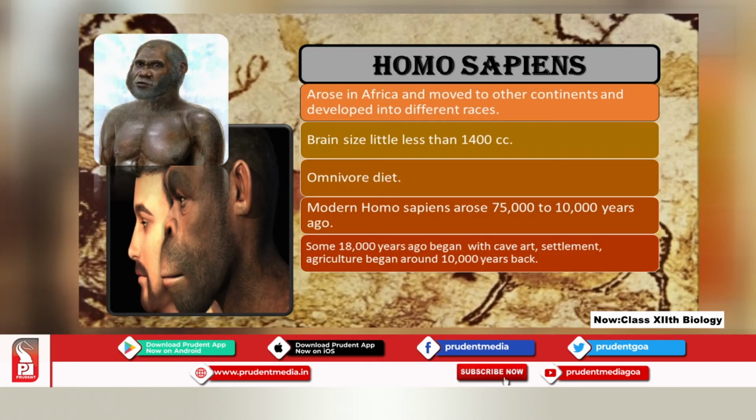And last came the Homo sapiens. That's the only human being, genus and species present today on the planet. Of course, they arose in Africa, then moved to different continents, and then they formed different races like the Caucasoid race, Negroid race. Differences are there, like hair texture or the jawline, the jaw bones, or the color of the eyes. All this is different in different races, but they belong to the same species. They are Homo sapiens. Brain size a little less than 1400 cc. That means as compared to Neanderthal, it is a little less, around 1350 on average.